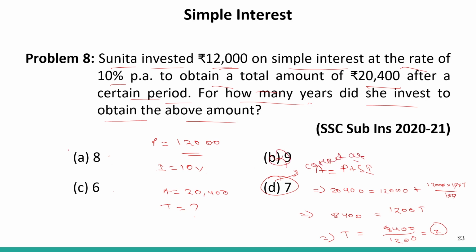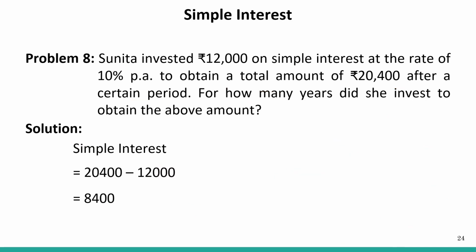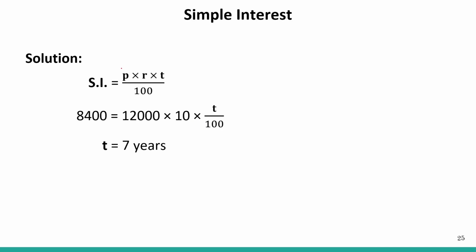So these are all wrong answers, A, B, and C, right? This question has appeared in the SSC Sub Inspector 2021-2022 paper. Okay, so let's see the step-by-step solution. So simple interest is equal to this much. Using the formula PRT by 100, because R is given in percentage here, 12,000 into 10 into T by 100, T is equal to 7 years. Okay, so this will be the correct answer. So that's enough for today. Thank you.